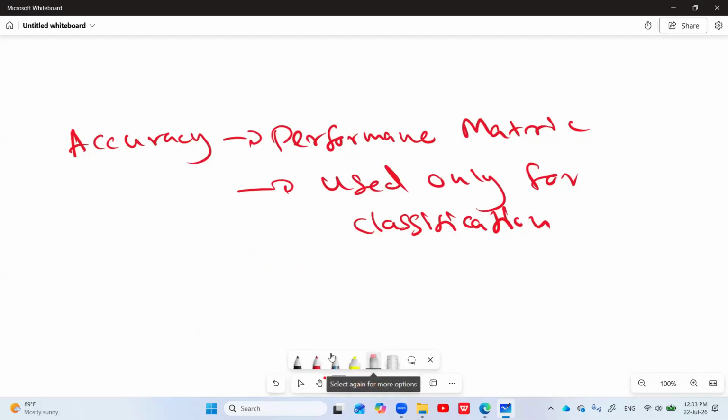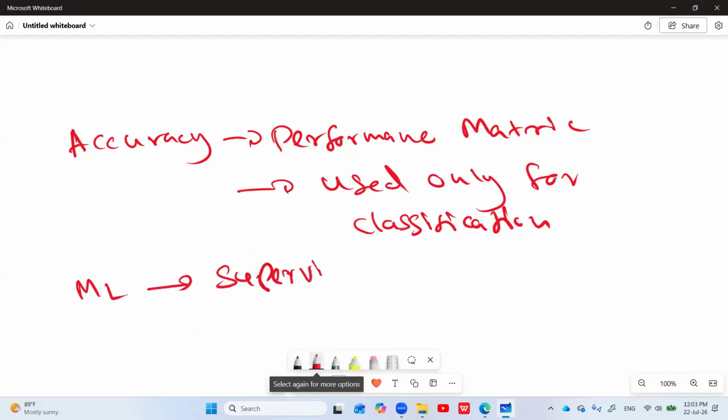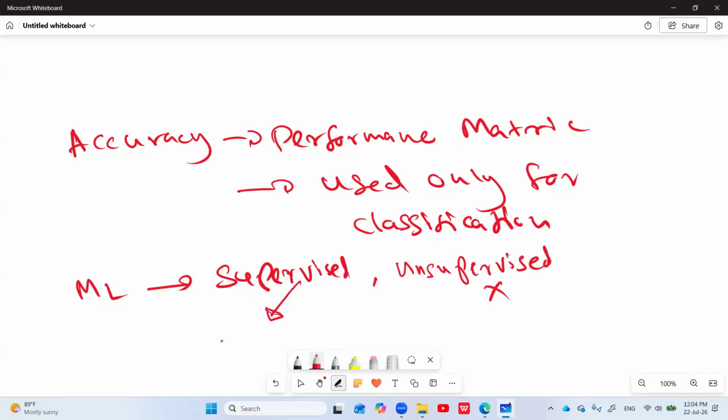but before moving to this, the ML field is mainly divided into supervised and unsupervised, but we'll skip unsupervised for a while and think about supervised learning. In supervised learning, there are two categories. The one thing is regression. The other thing is classification.